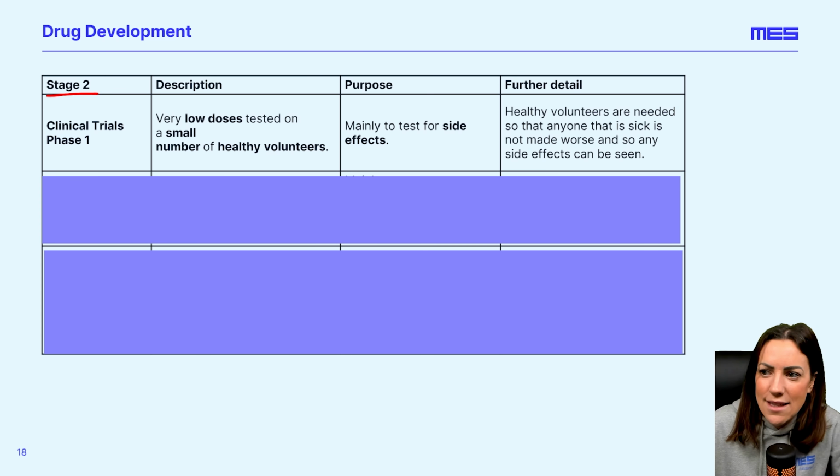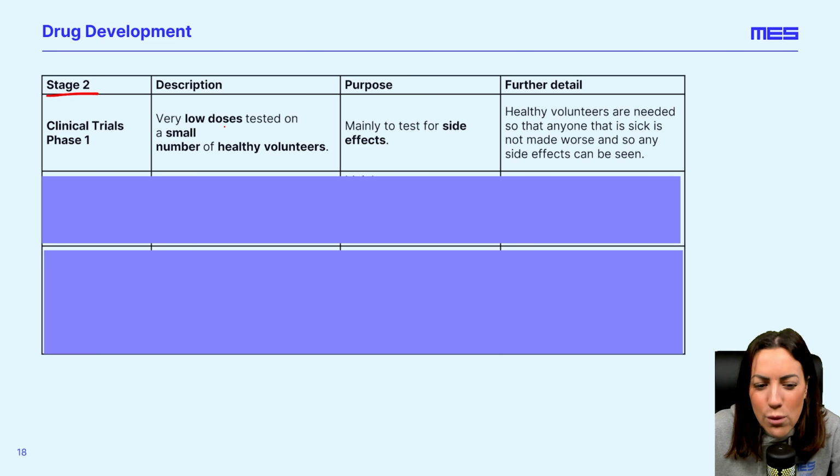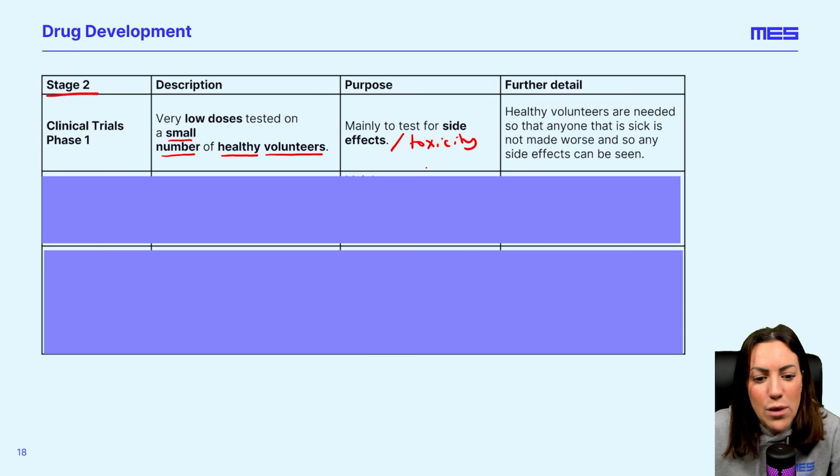Hopefully that makes sense. So on the first stage of the clinical trials, you're only going to use very low doses because we still really want to check for any side effects, right? So we're only going to use low doses of the drug, and we're only going to test on a small number of people. They're going to be volunteers that offer to be part of the drug trial, and they are going to be healthy. And again, this is mainly to test for side effects and toxicity. So is the drug safe?